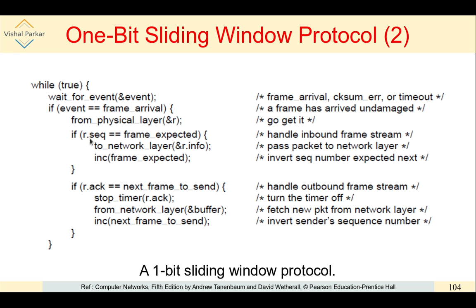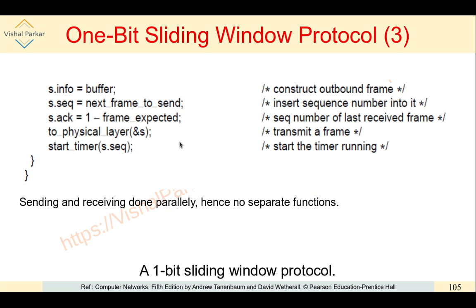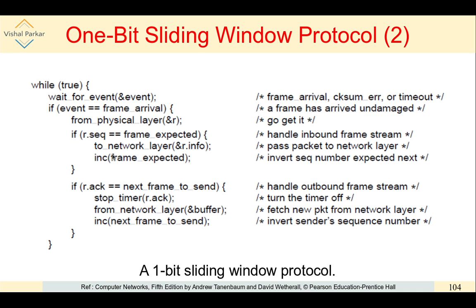So if r.sequence number is equal to frame_expected, that sequence number happens to be in the receiver sliding window, then the packet from that frame will be delivered to the network layer, and the frame expected will be incremented. So that means if the 0th frame was received successfully, next frame with number 1 will be expected next.